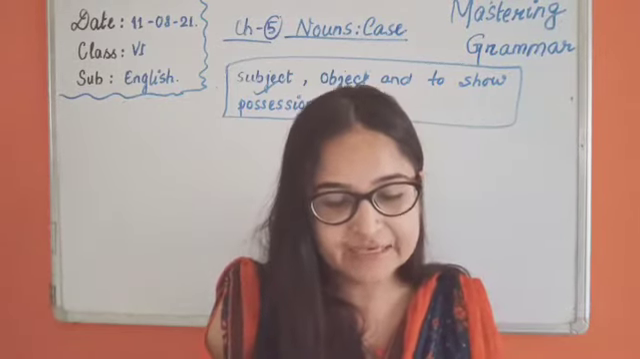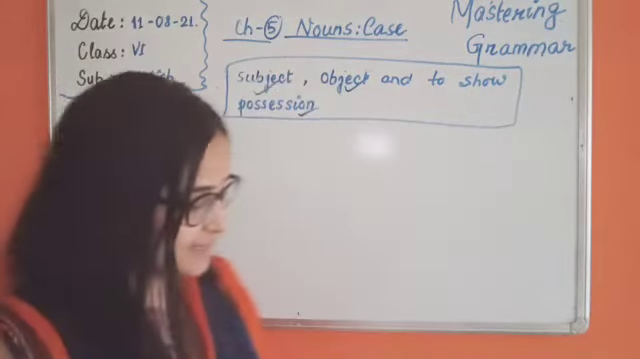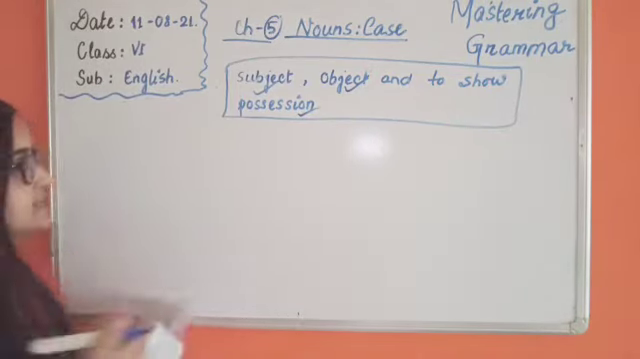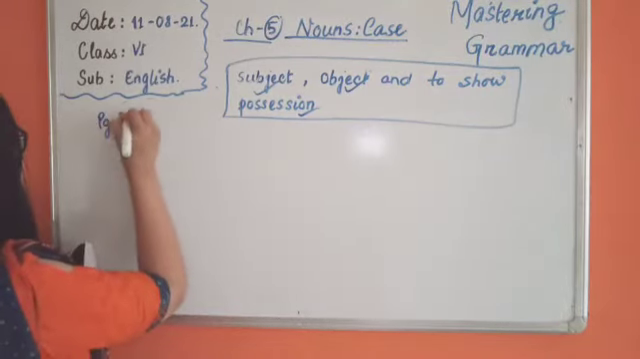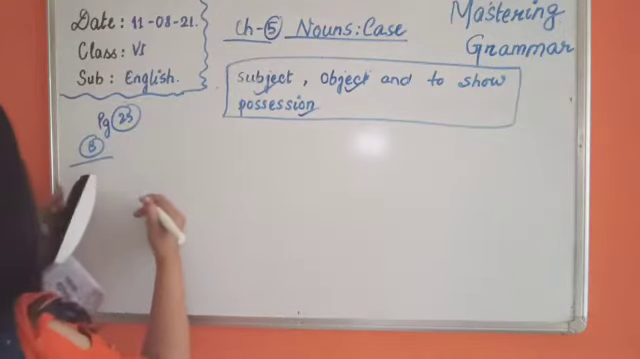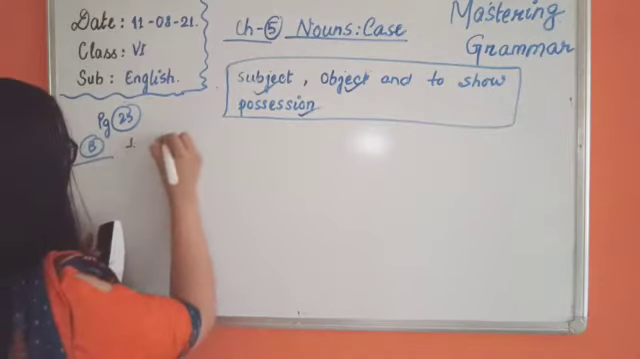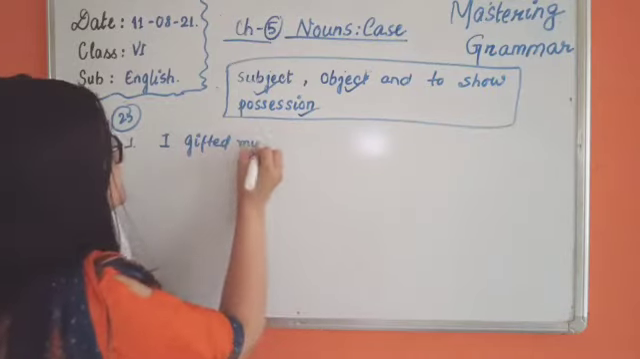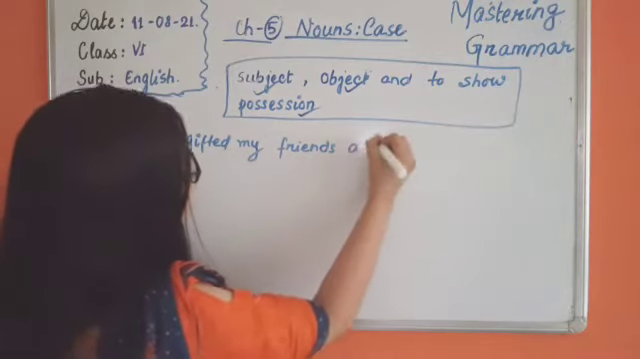Okay. I gifted my friends bars of chocolates. Right? Now we have to circle the direct and underline the indirect one. So this exercise is on page number 25, Exercise B. Yes. Now let's see. I gifted my friends a bar of chocolate. I am writing the question because we have to circle and underline it.